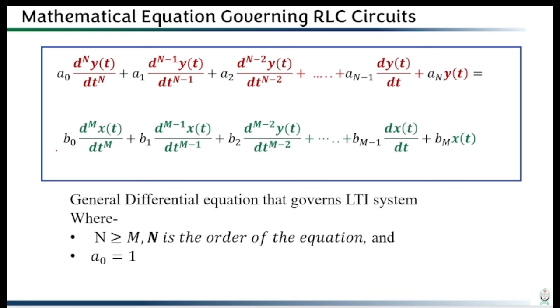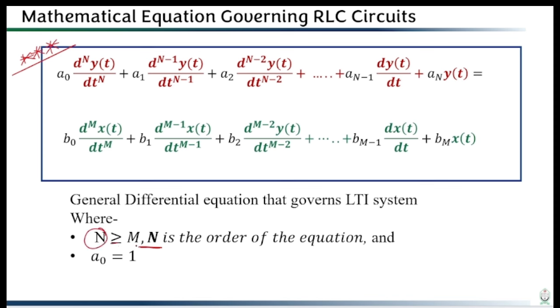So in conclusion of the discussion so far, it can be said that the defining mathematical equation of any LTI system is a constant coefficient differential equation that has a generalized version like this. And if this is the generalized version, we can say that n is the order of the equation. If the value of n is 2, then it is a second order differential equation. Likewise, we have seen for the case of RLC. And the value of n should be greater than or equal to m.